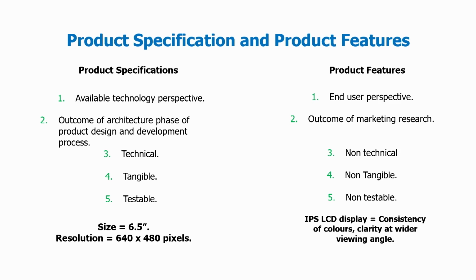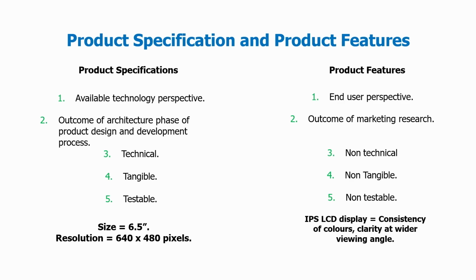So, the next thing which we want to learn is, we have talked about product specifications for a while, which are basically the technical specs, and we have also talked about product features to some extent. So, it is now time to differentiate between what a product specification is and what a product feature is, right.